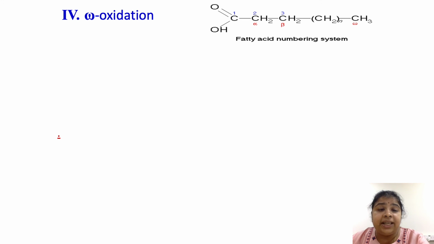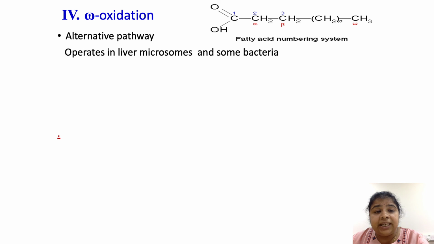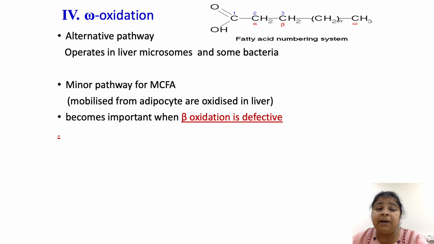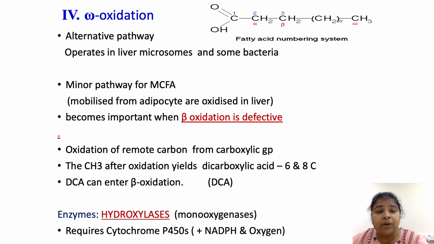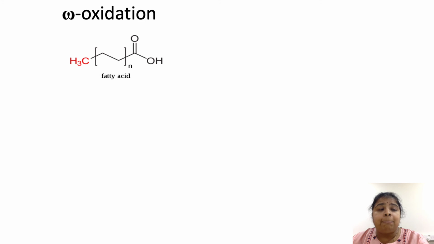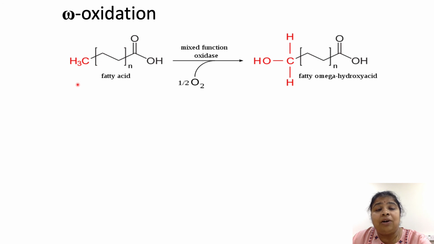Coming to omega oxidation. Omega oxidation operates in microsomes and in some bacteria, a minor pathway for fatty acids, becomes mainly important when beta oxidation is defective. Here we have the carboxyl end and the omega carbon at the methyl end. So first step is an oxidation step where the methyl group is converted to a hydroxy acid.